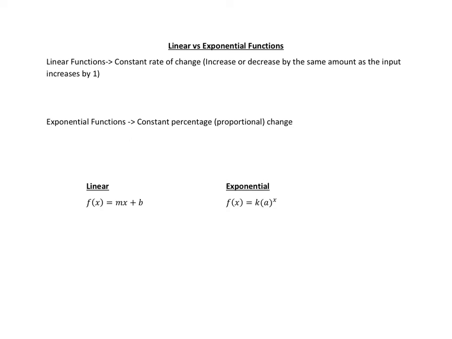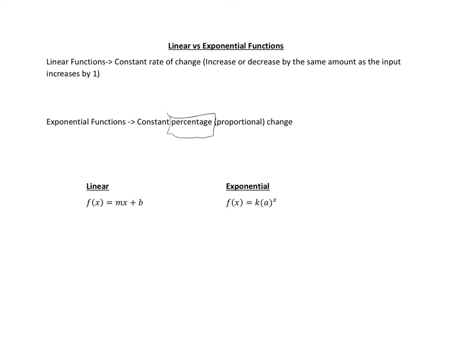So today we're going to look at the difference between a linear and an exponential function. And the big difference between these two is just how they change over time. So a linear function has what we call a constant rate of change, or has a slope. And basically what that means is if you increase the input by 1, these types of functions increase or decrease by the same amount. An exponential function is going to have some kind of a proportional change, or a lot of times we'll see them talked about as a percentage change.